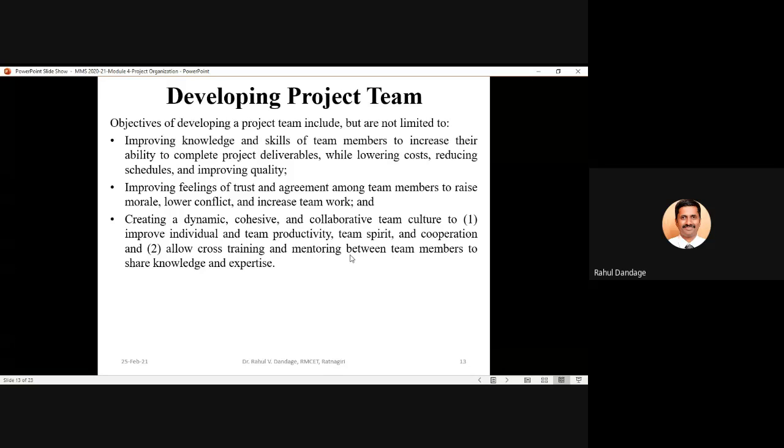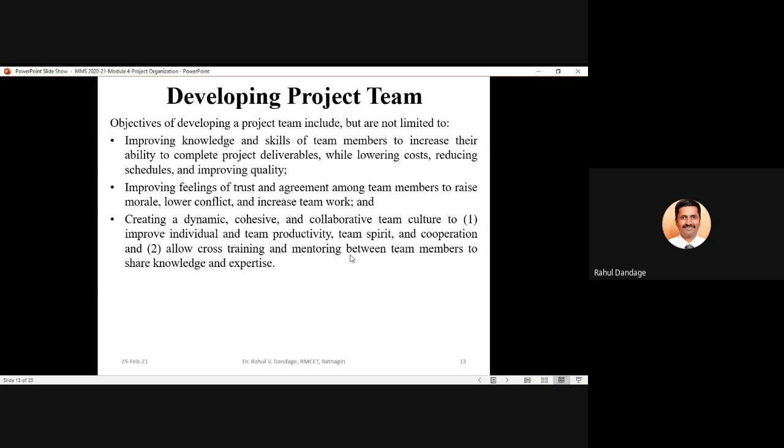In that particular environment, it will be very difficult to obtain a high performance or commitment from those team members. So for that purpose, through this project team development process, we should be able to inculcate the feelings of trust and agreement among team members.